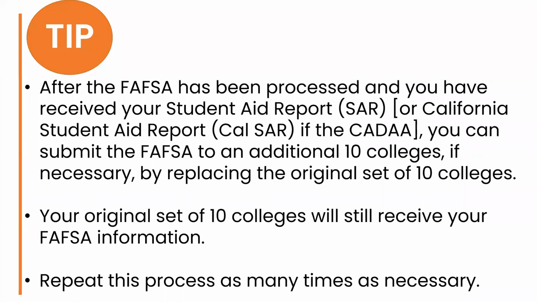So this is what I already mentioned. If they want, after their application has been processed, they can take out the 10 colleges they listed and replace it with an additional 10 colleges if they're interested. And all those colleges that they enter, both the original set and the new set, will still receive their FAFSA information.